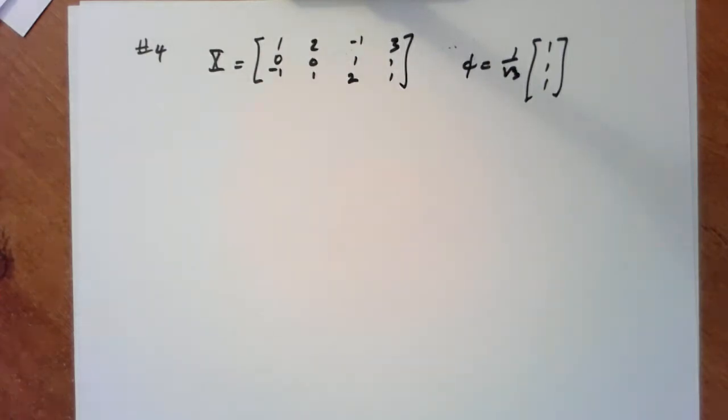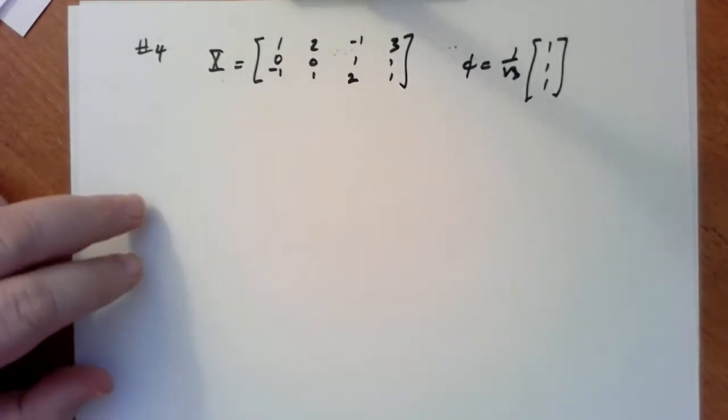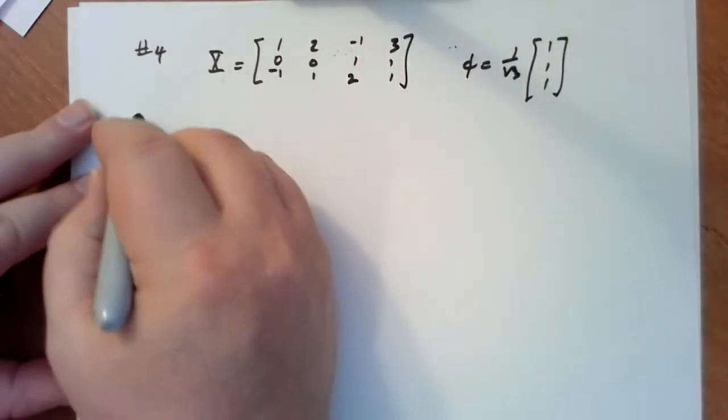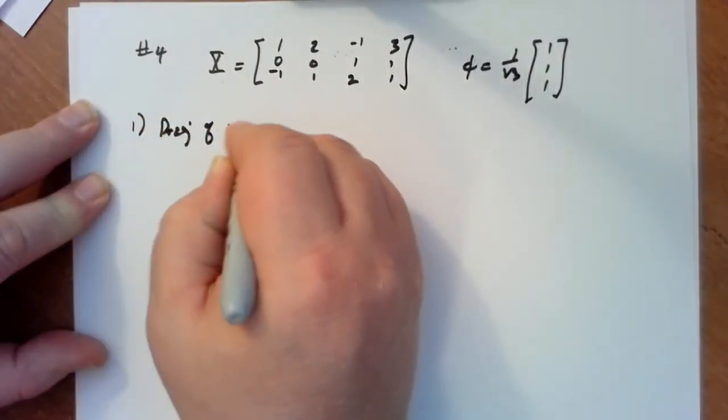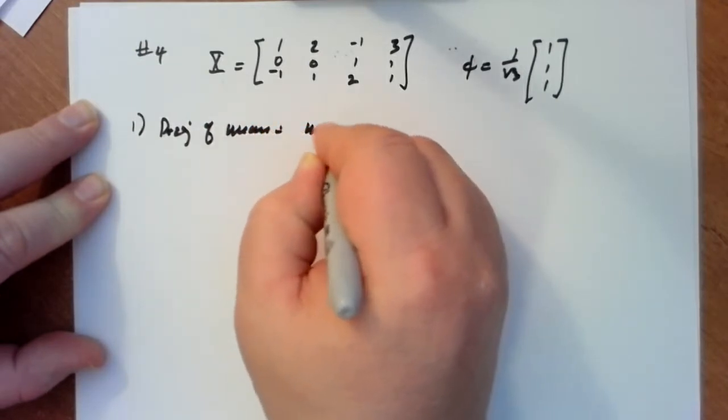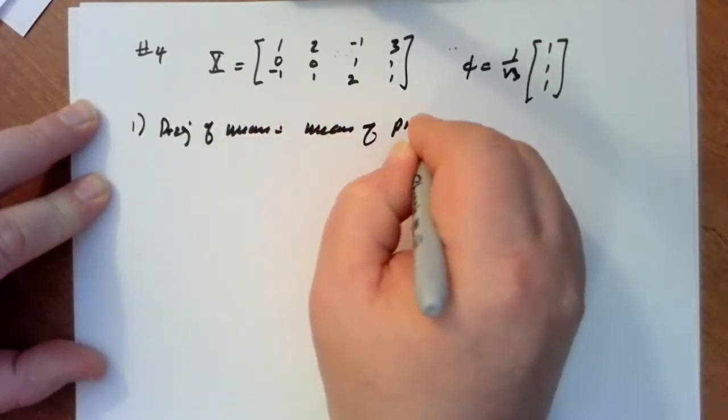Okay, so this is some homework hints for number 4. We're starting off by using our data from number 3, so we have this matrix X and vector phi. We want to show that the projection of the mean is the mean of the projection. So projection of mean equals mean of projection.